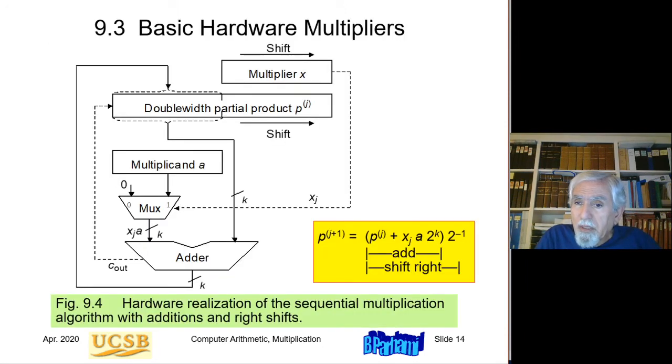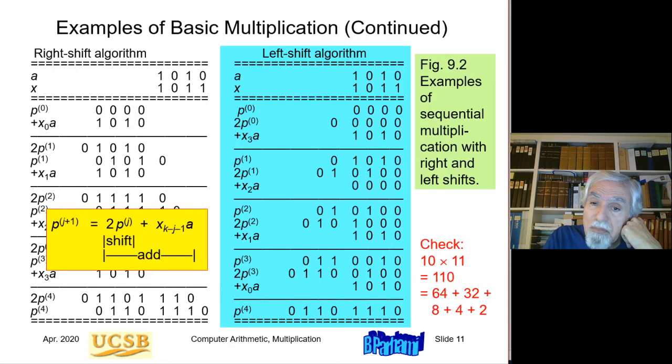So here is a basic hardware multiplier. There are a bunch of registers. The multiplier X is stored in this register. The multiplicand A is stored in this register. And the double width partial product will be formed in this double width register. Now the upper half of that register is added to one of two things, either A or zero. Why the upper half? Recall from that tabular representation that addition takes place in the upper half of this double width register. So the lower half is just a place for bits to move into, and no arithmetic operation takes place there.